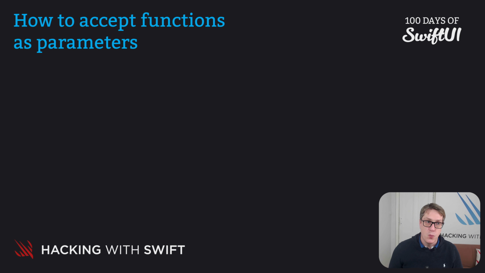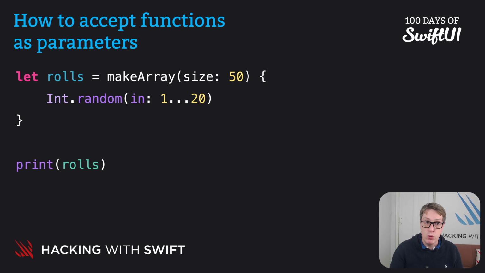Like this, we could say, let rolls equal makeArray size 50, start our closure expression, start our closure here, and then do Int.random in 1 through 20, and print the rolls. So we're making an array of 50 items, and each one is being made by calling Int.random in 1 through 20 again and again. So it's like rolling a 20-sided die 50 times and returning the results. That's what we're doing here.